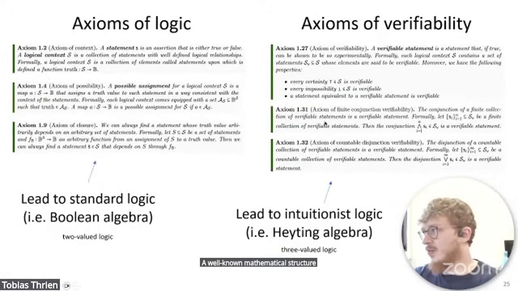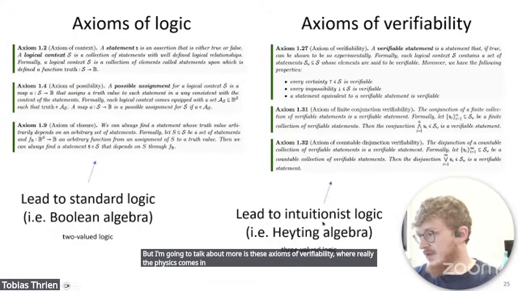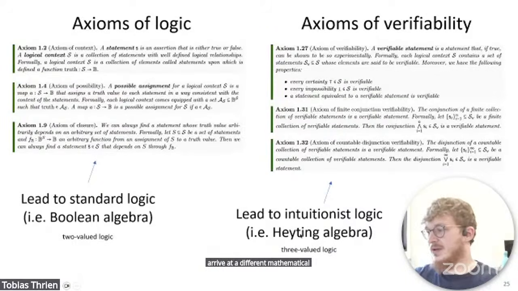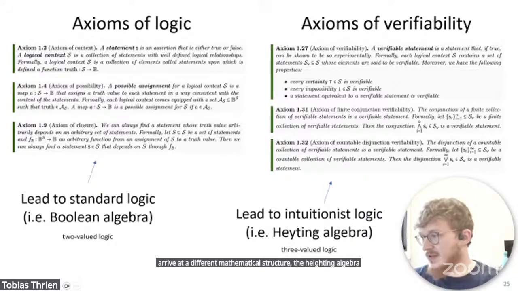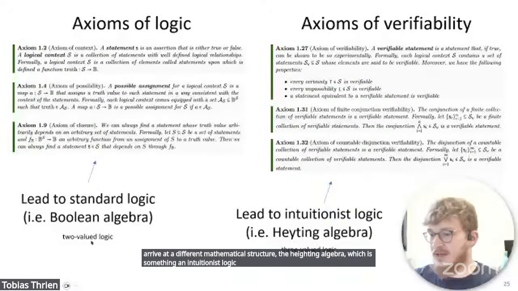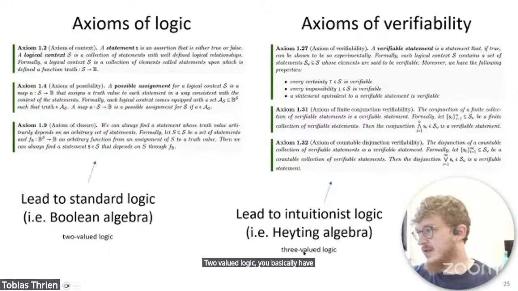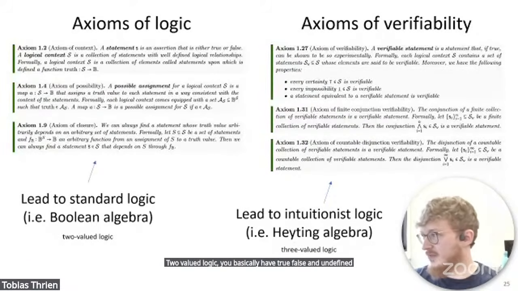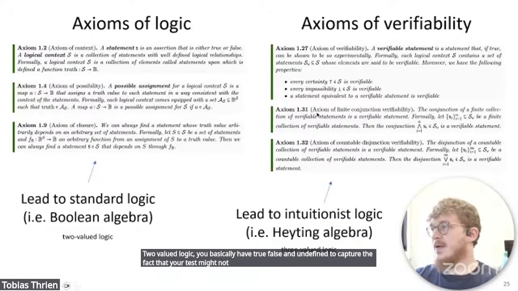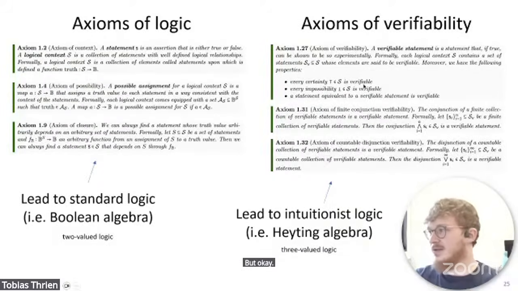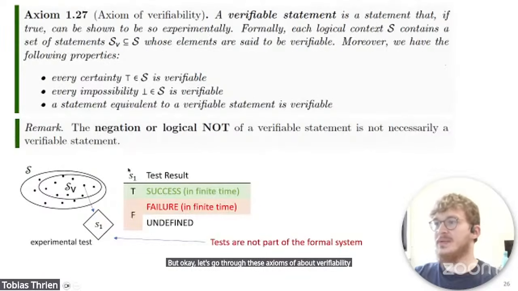What I'm going to talk about more are these axioms of verifiability, where really the physics comes in, and where at the end of the day we arrive at a different mathematical structure, the Heyting algebra, which is something in intuitionist logic, where you don't have just a two-valued logic. You have true, false, and undefined, to capture the fact that your test might not always succeed. But okay, let's go through these axioms about verifiability more step by step.